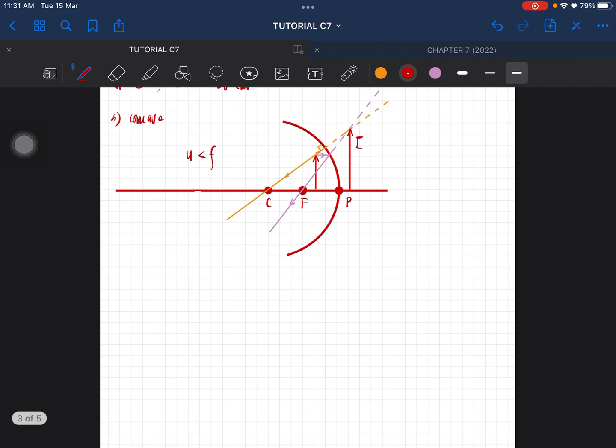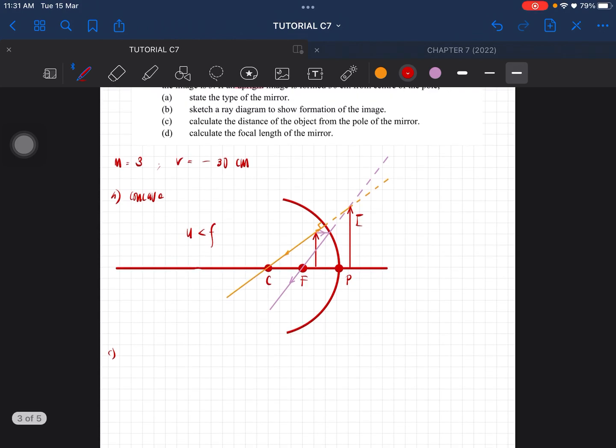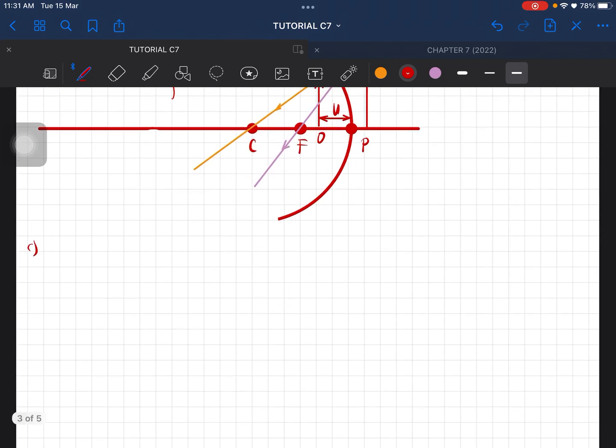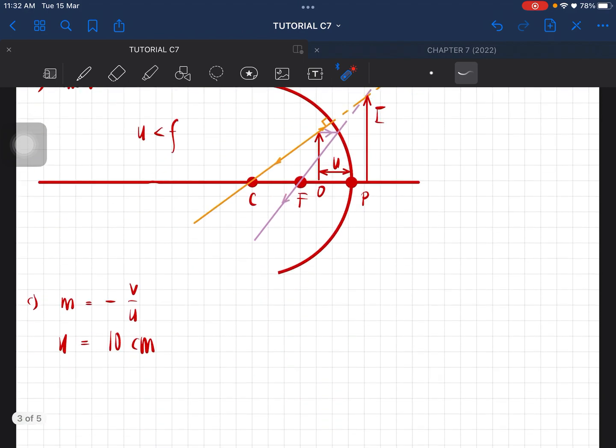Now question C: we have to calculate the distance of the object from the pole of the mirror, which is U. We are going to use the magnification formula, because we already have the magnification value. So U will give us 10 centimeter. Remember V is negative 30 because it is formed at the back of the mirror.